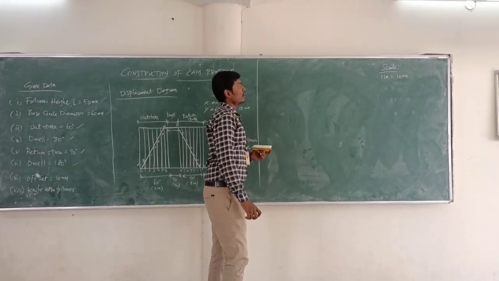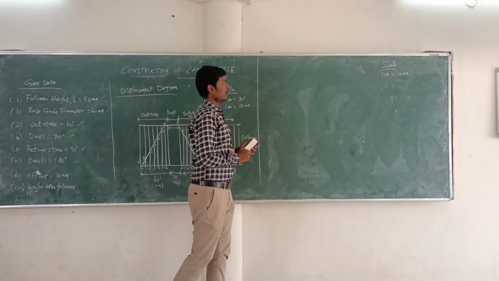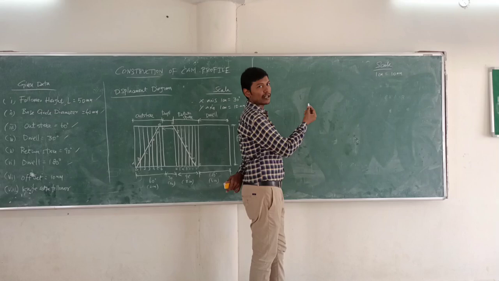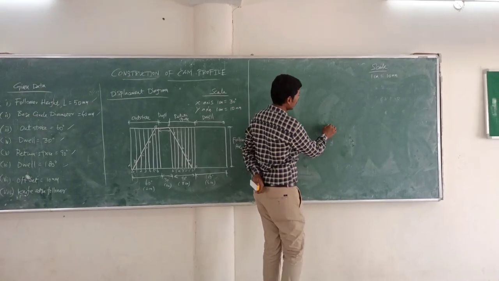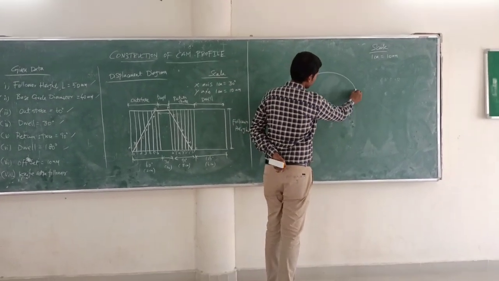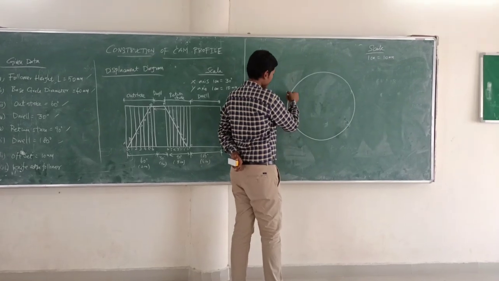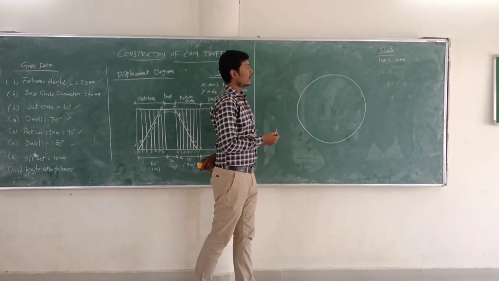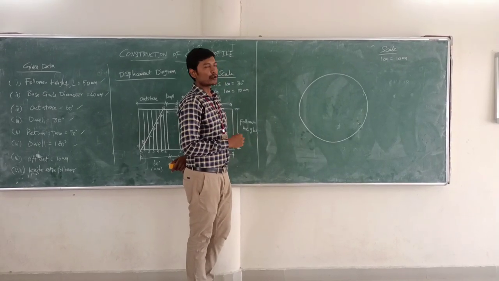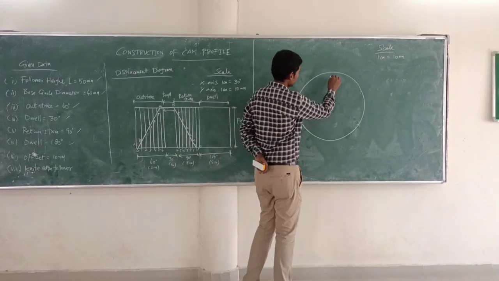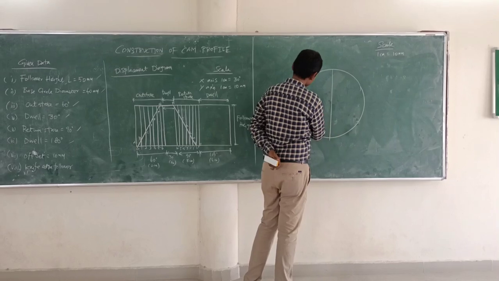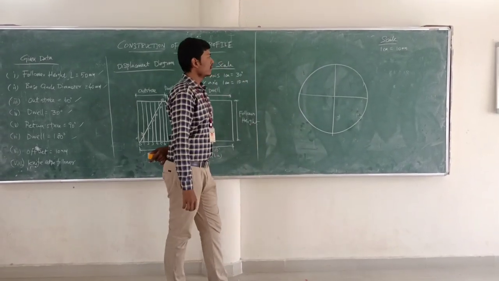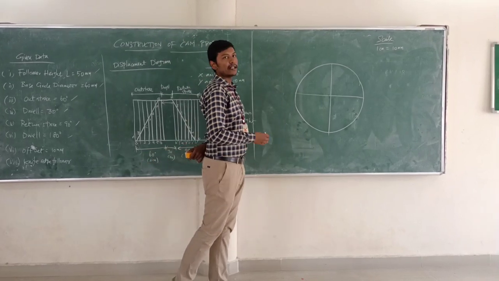In order to construct the base circle, we need data such as 50 mm. Converting 50 mm into centimeters gives 5 centimeter. So we need to draw a base circle of 5 centimeter. To begin, we draw a 5 centimeter circle. After drawing the circle, we split it into 4 even parts. After dividing into 4 parts, we need to fix the 4 angles.